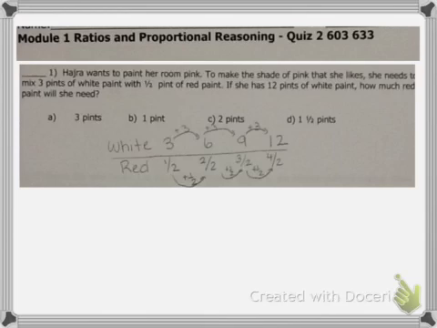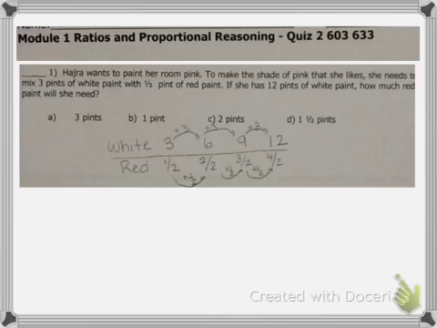The first question: Hajra wants to paint her room pink. To make the shade of pink that she likes, she needs to mix 3 pints of white paint with a half pint of red paint. If she has 12 pints of white paint, how much red paint will she need?